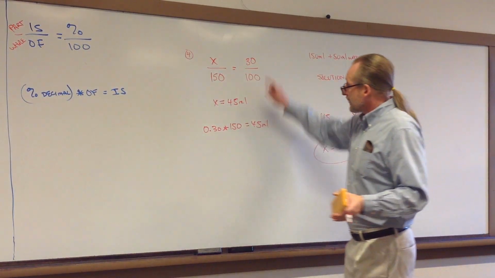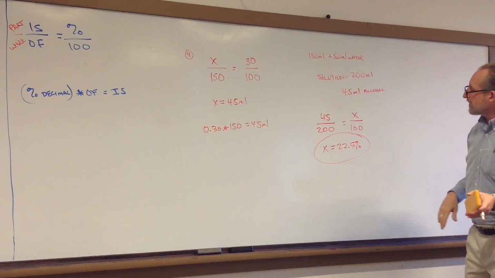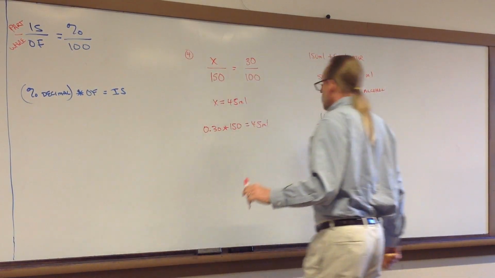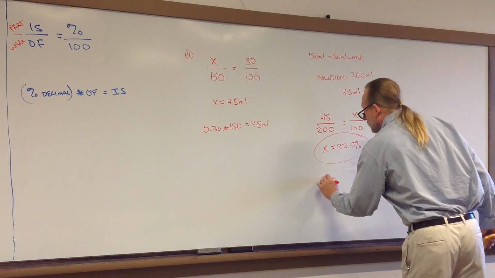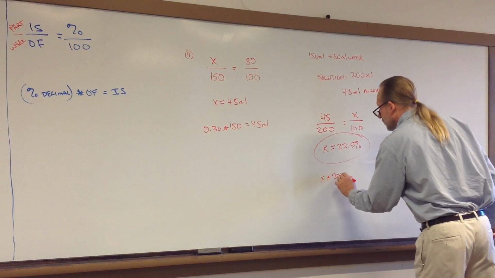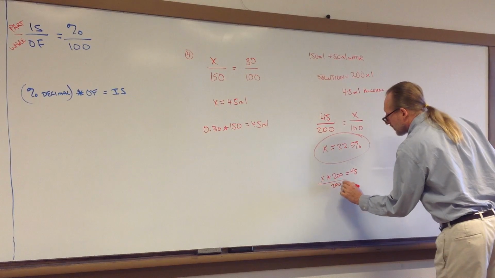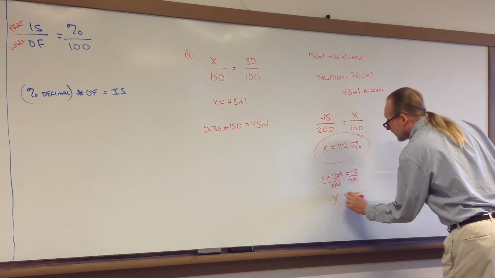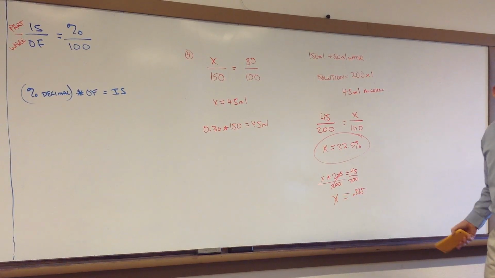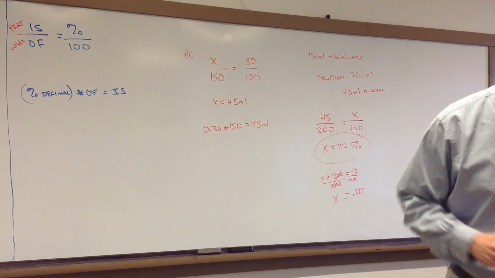It started out at a 30% concentration. We diluted it with 50 milliliters of water, and now the concentration is down to 22.5%. Using this method right here, you would say the percent as a decimal times of, which is the 200, equals is, which is the 45. Then we divide on both sides by 200, and we get x is 0.225. Then we turn that into a percentage by multiplying it by 100, essentially. Okay, so there's problem 4.